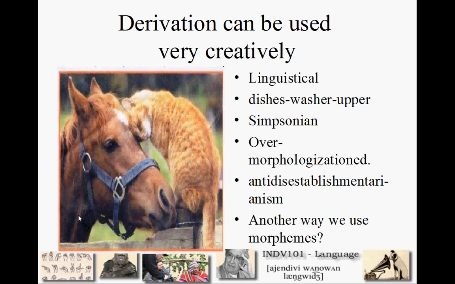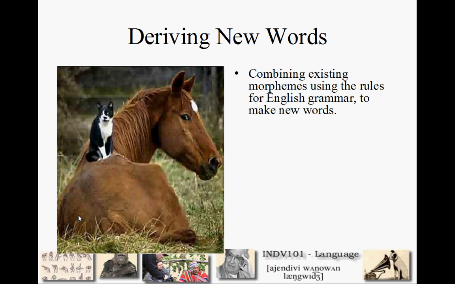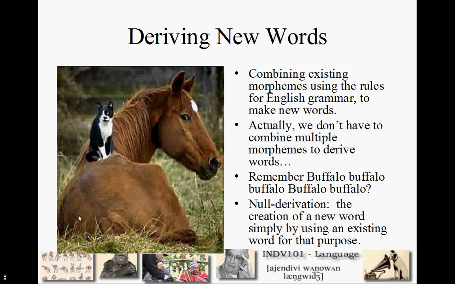So there is also another way that we can use morphemes. We don't always have to combine words to make a new word. Remember our example, buffalo, buffalo, buffalo, buffalo, buffalo. This is an example of what's known as null derivation. Null means sort of zero or nothing. So this is creating a new word by just using a word that already exists.